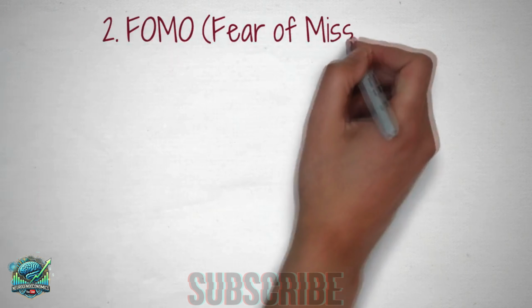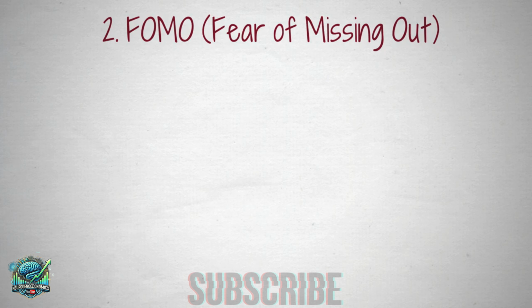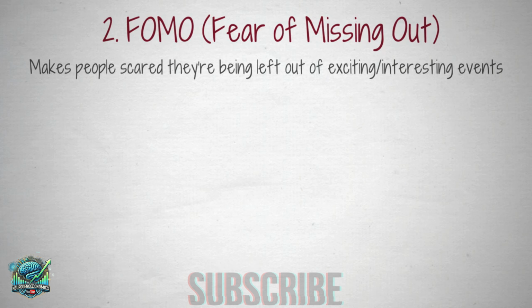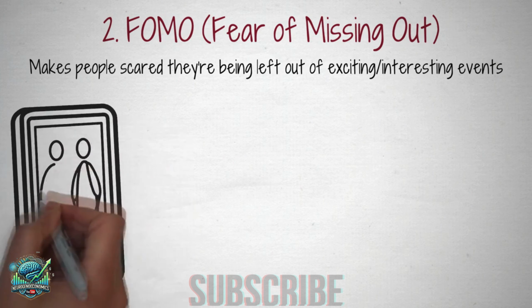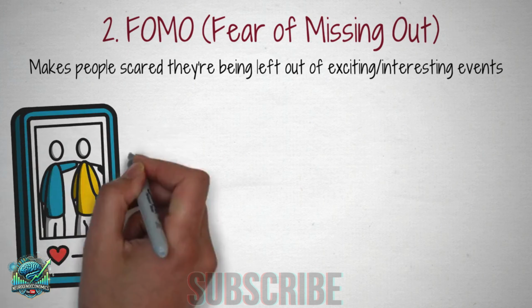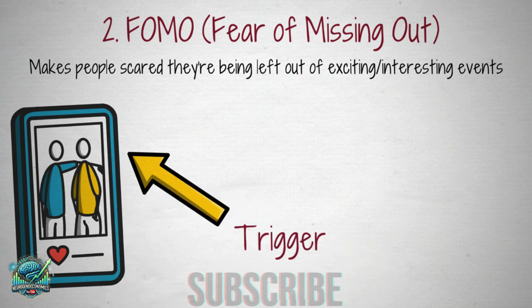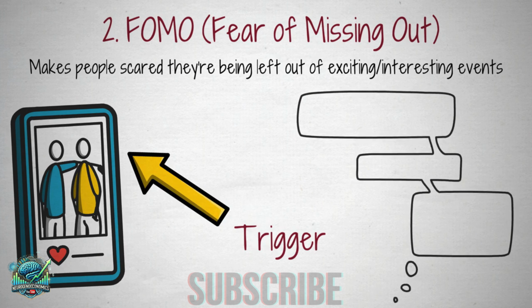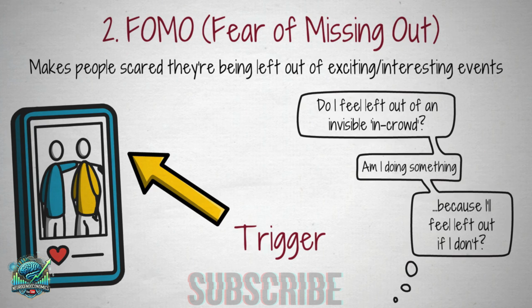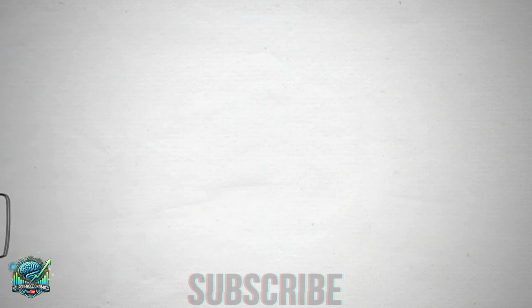2. FOMO, fear of missing out. This is a form of social anxiety that makes people scared they're being left out of exciting or interesting events. It can be triggered by posts on social media where it looks like everyone is having fun without you. To avoid this bias, ask yourself, do I feel left out of an invisible in crowd? Am I doing something because I want to, or because I'll feel left out if I don't?